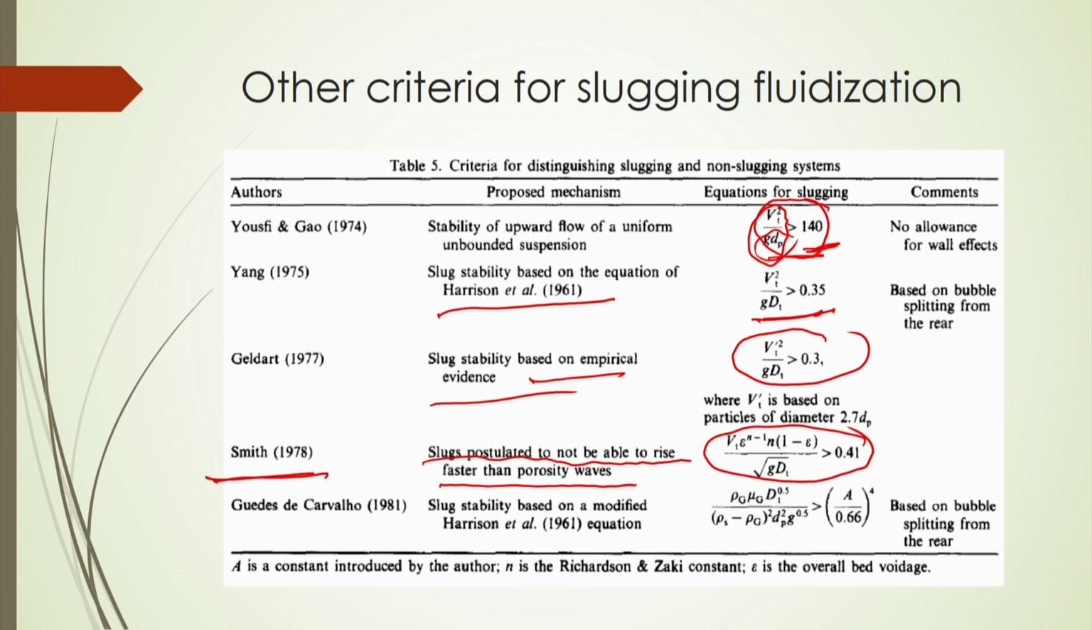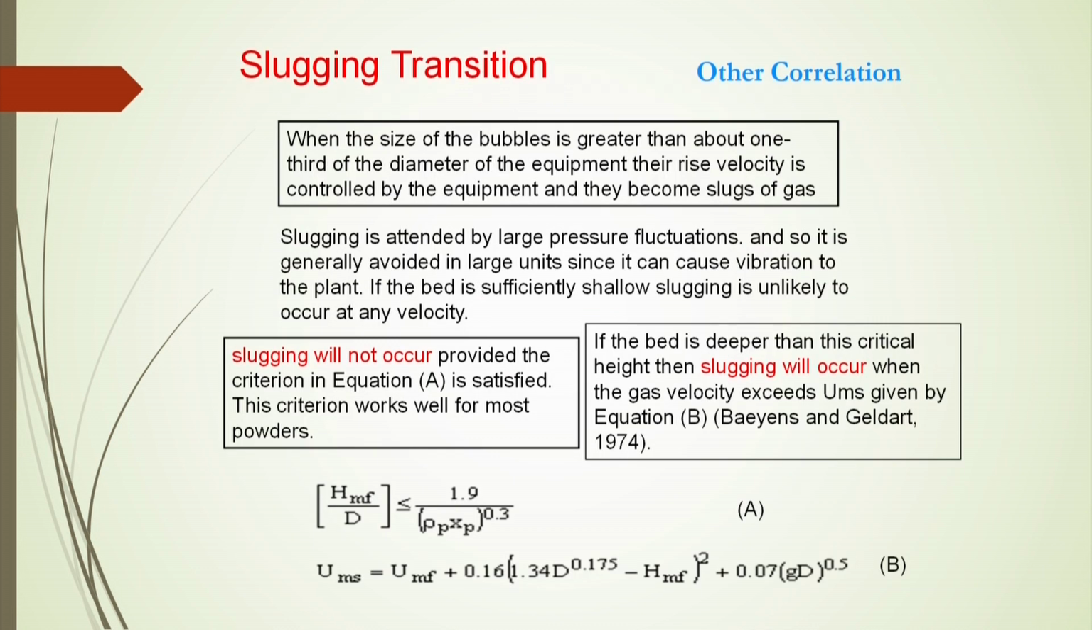whereas Goetz and Carblow 1981 observed some mechanism of slug stability based on the modified Harrison equation, and they developed one criteria for which you can get the slugging condition based on bubble splitting from the rear wall. So, these are the criteria, other criteria from which you can expect the different slugging conditions.